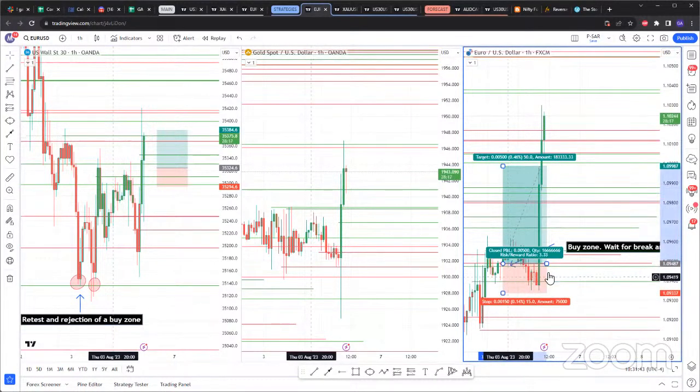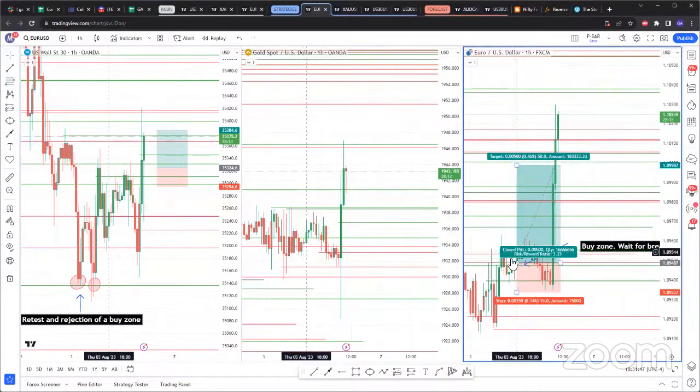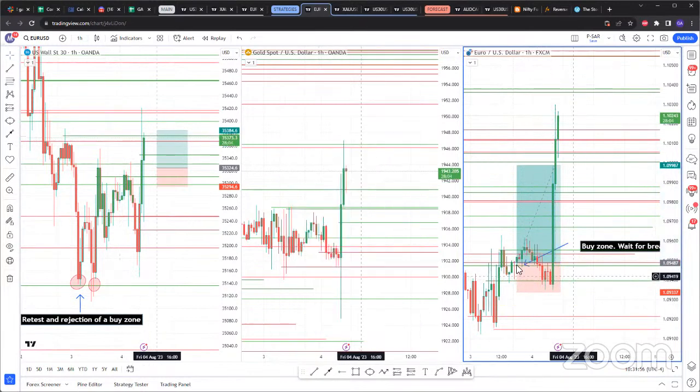But the entry was down there because you can see this is where we had this break and then retest. And you can see both candles were green. So I'm trading in the direction of momentum, in the direction of the EMA. So this would have given me a 1:3 risk to reward.